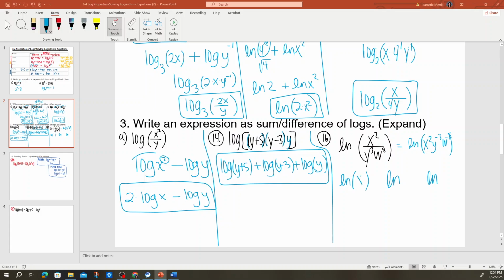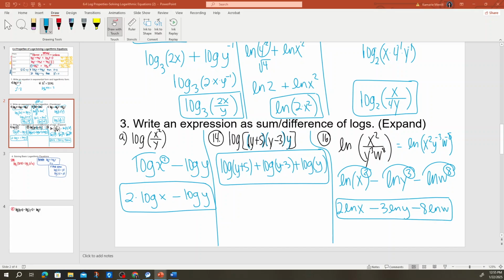So this is a x squared, and this is going to be a minus, and then this is a y cubed, and then this is going to be a minus, and then this is a w to the 8. And then what can I do with those again? Move them down, move them down, move them down. And then you got it. So 2 ln of x, and then a minus 3 ln of y, and then a minus 8 ln of w. I hope that that is an easy thing to wrap your head around.